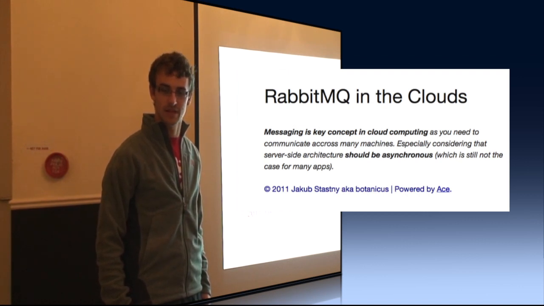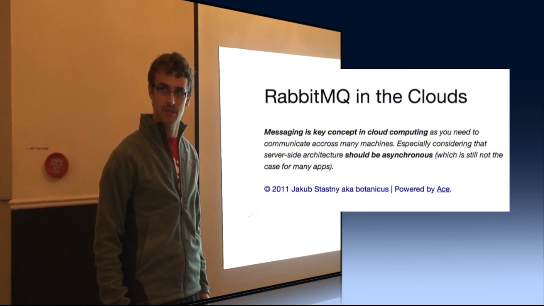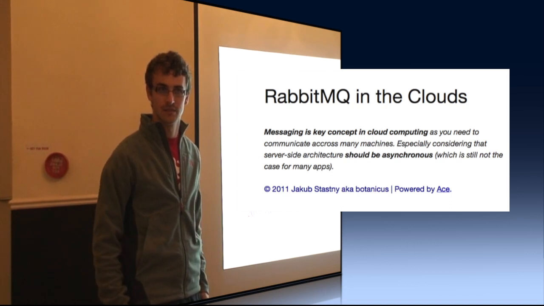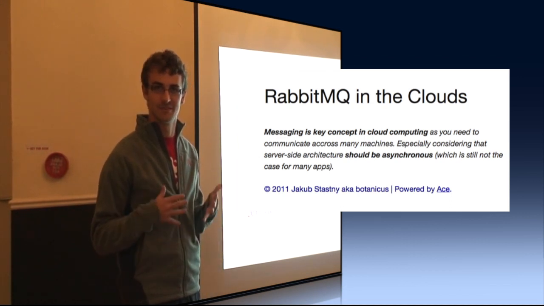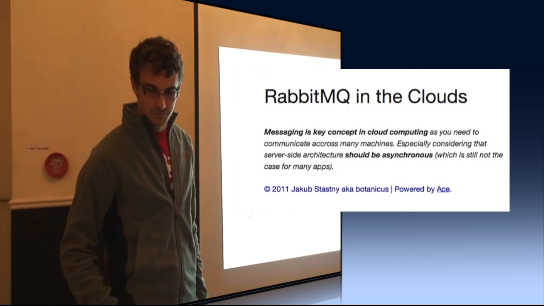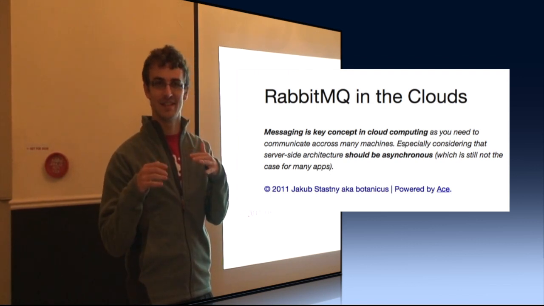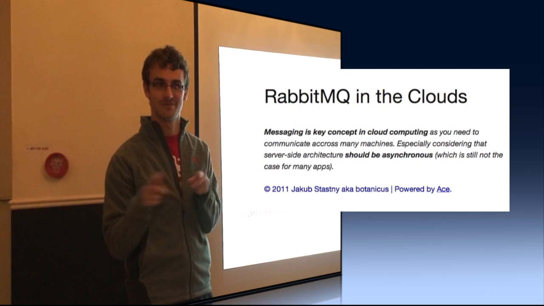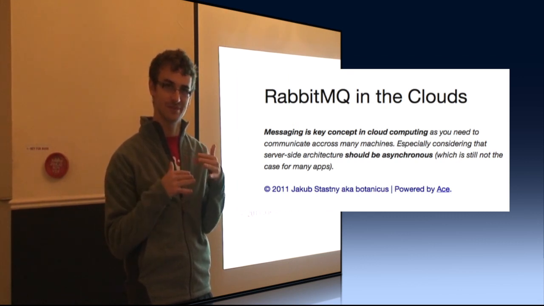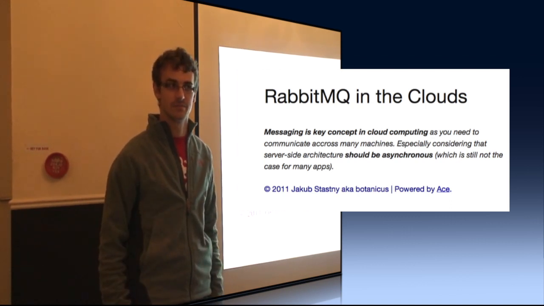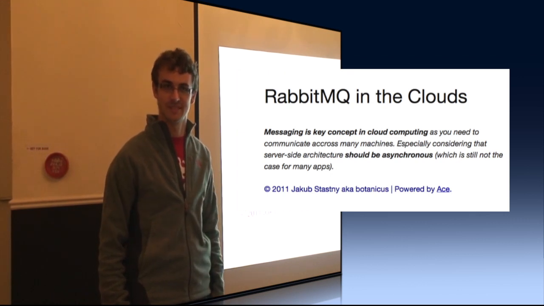The second thing I wanted to talk about is clouds. How can Rabbit be used in clouds? I think it's really important because messaging is a key concept in clouds, because you need to communicate with multiple machines, and Rabbit has all the mechanisms you need for it. I also believe that server-side architecture should be asynchronous. Instead of getting some data, saving it into a database, and then doing a lot of stuff synchronously, like tweeting or doing anything else with it, I think it should just be sent and processed later.